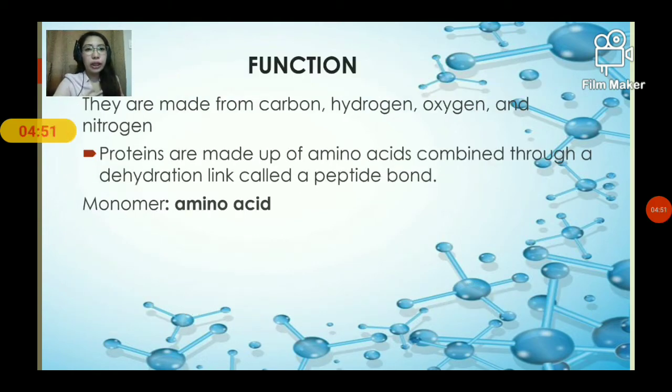So, they are made from carbon, hydrogen, oxygen, and nitrogen. Proteins are made up of amino acids combined through a dehydration link called a peptide bond. So the monomer is amino acids.